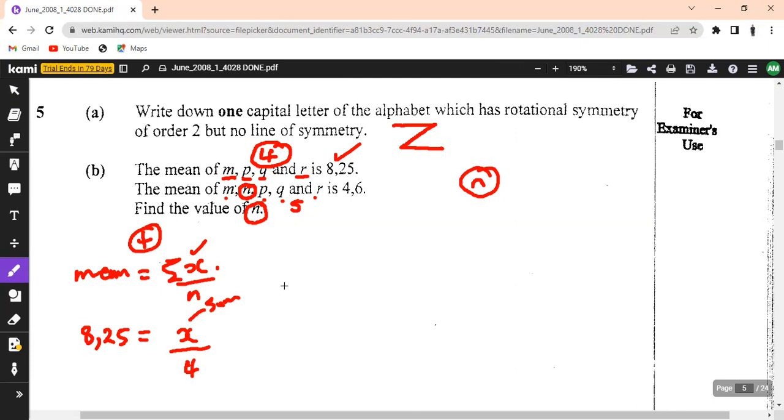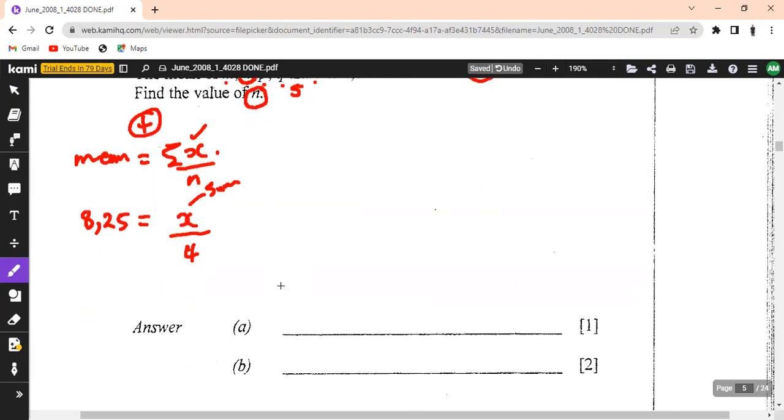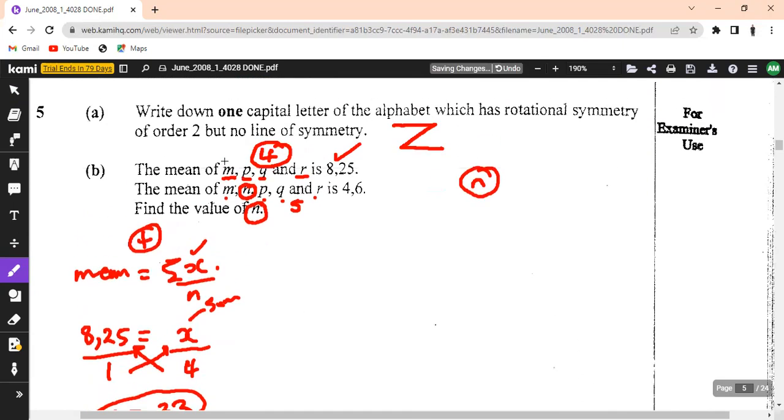All right. So how can we find X? We can just cross multiply here: 4 times 8,25, 1 times X. So 1 times X is X. 8,25 times 4, if you multiply properly, you're going to obtain 33. Okay, so this is the total of 4 numbers. We move on and do the same here.